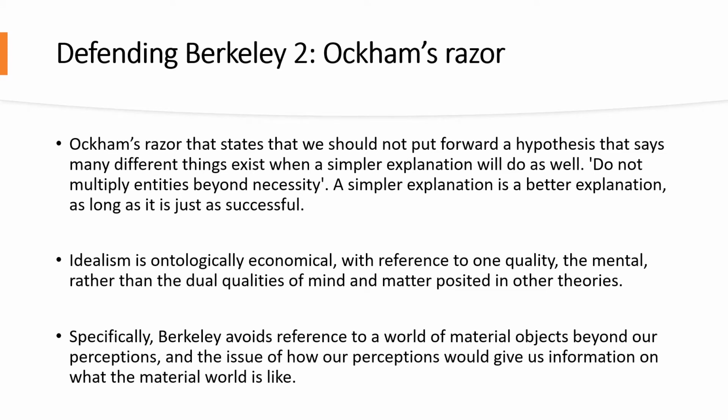So specifically, he's cutting out any reference to a world of material objects which exist beyond our perceptions, and the issue of how our perceptions would give us information on what the material world is like. That was an issue, remember, for Locke. That was what we called the veil of perception problem. So something existing beyond our minds. If all we ever experience is in our minds, how do we get knowledge of that? Well, for Berkeley, that problem simply doesn't arise because the only things that exist are your minds and the perceptions that we have here. So this is a simpler theory, it's ontologically economical, and perhaps this is a better theory for that reason.